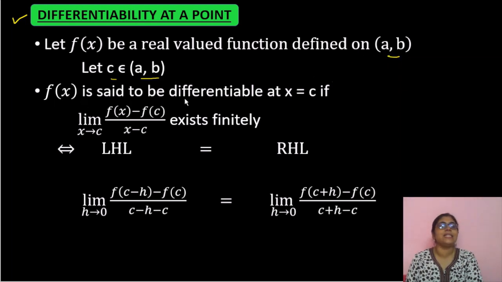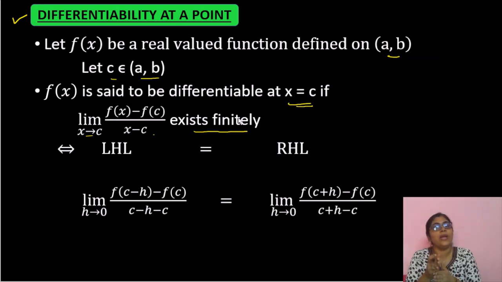So f(x) is said to be differentiable at x equal to c if the limit as x tends to c of (f(x) minus f(c)) divided by (x minus c) exists finitely. That means this limit will give us a finite value. So what is the LHL and RHL? If this is the limit, LHL equals the limit of (f(c minus h) minus f(c)) divided by (c minus h minus c) when h tends to 0, or you can say 0 minus.